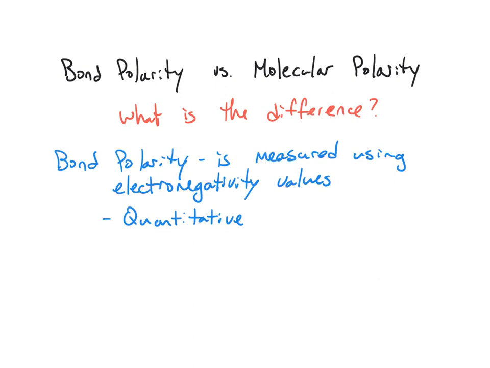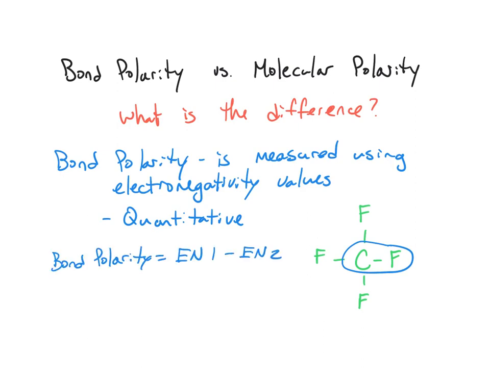Bond polarity is measured using electronegativity values. It's a quantitative value, and in order to calculate the bond polarity, you need to take the electronegativities of the two elements and subtract them. Let's take, for example, the molecule you see in green, CF4. As you can see, it's made up of 4 equivalent C-F bonds, so I'm going to circle one of them. Now the bond polarities depend on the electronegativity, and all you do is find the electronegativity of the two elements and subtract them, similar to what we discussed in an earlier chapter. When calculating bond polarity, it's always important to take the bigger number minus the smaller number, or if you do the smaller minus the bigger, just take the absolute value of the number.